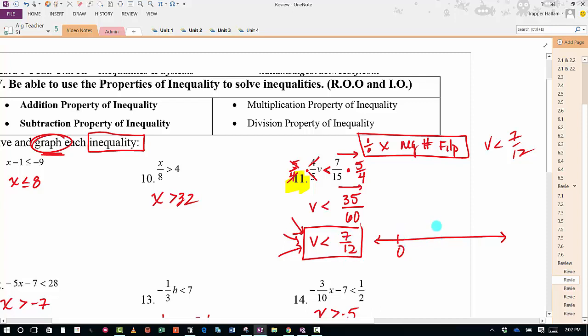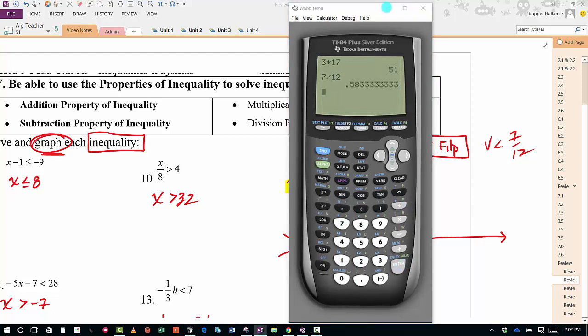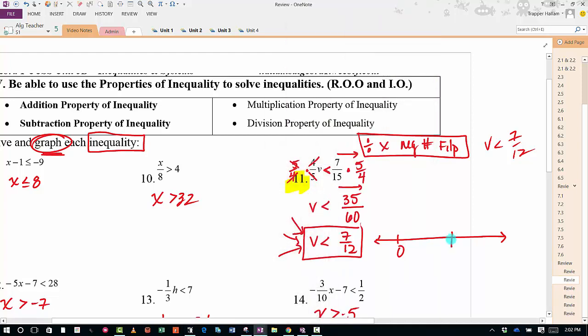So this one, if we estimate a little bit here, we can even pull up the calculator if that makes you feel better. Sometimes I use it for that. 7 divided by 12 is not what I commonly do in my head. So we got 0.58, so just a little bit more than a half. We'll put 1 here. There's 0 for my marker, so here's half. We'll go a hair more. That's my 7/12. There's my line.